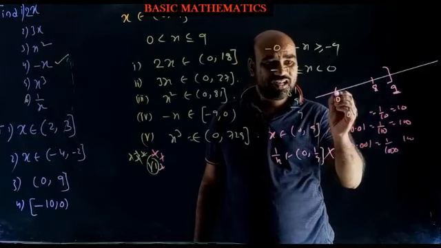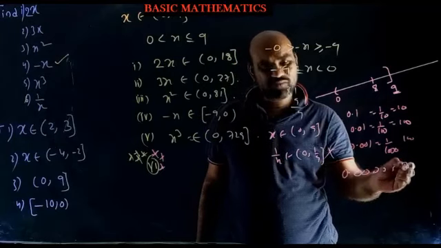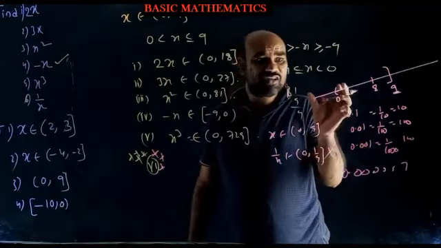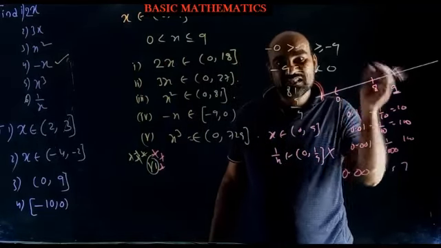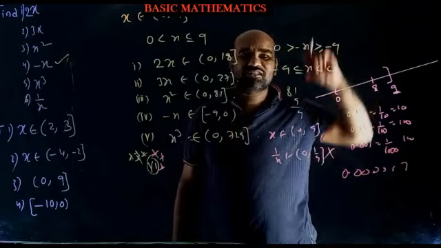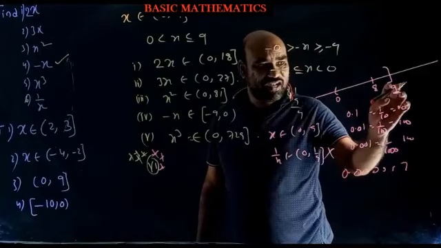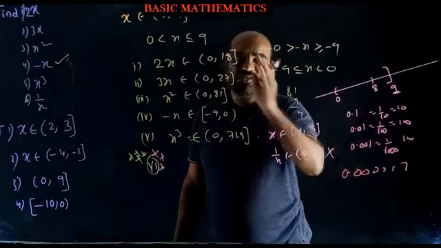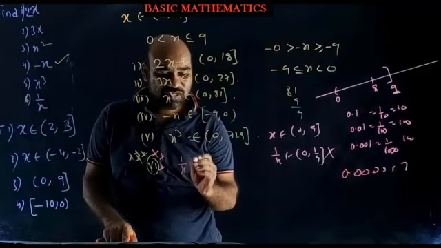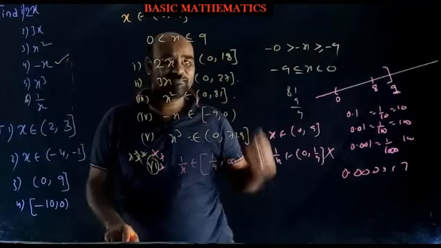What happened? Near the right side of 0, you need to take a value like 0.00000 something. Its reciprocal gives a bigger value. That means we can't find the biggest value in 1 by x, so we can say it goes to plus infinity. The smaller one is 1 by 9, and the bigger one you can't find. 1 by 9, 1 by 8, 1 by 7, and so on up to infinity. That's why 1 by x belongs to closed 1 by 9 to open infinity.